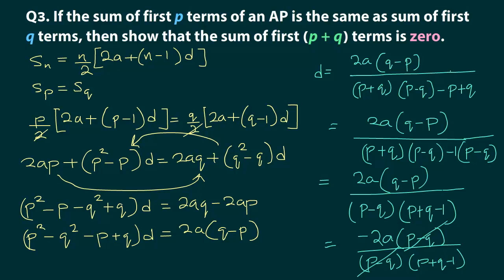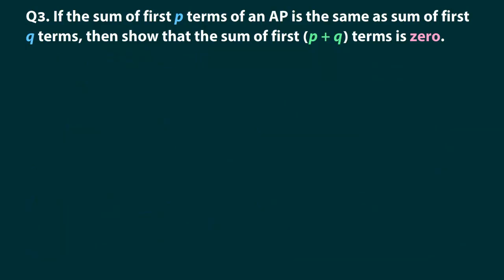I know that we are doing a lot of algebra in here, so let's see how it will actually help us. Now let's clean this up and continue. So we have found that d, the common difference, is minus 2a by p plus q minus 1. This is what we have received.